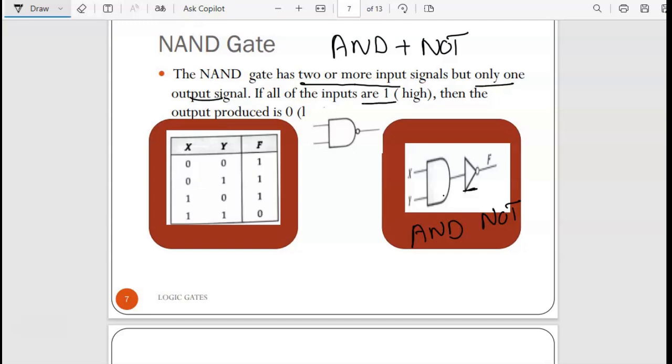If all the inputs are high, then the output produced is 0. Let us check if all the inputs are high. This one is 0, and for the rest it is 1 only. So this fulfills the table perfectly. Again the same thing.